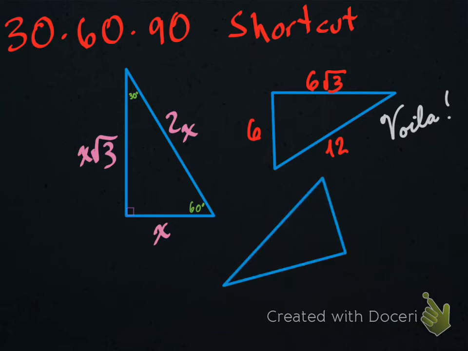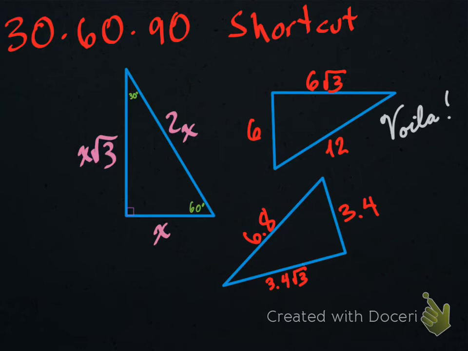What about another one? Let's say we have the shorter leg given to us as 3.4. Ooh, that's maybe a little bit harder of a number. But no, it's not a harder number. All you do is double it for the hypotenuse, and you multiply it times the square root of 3 for the longer leg. That's it.